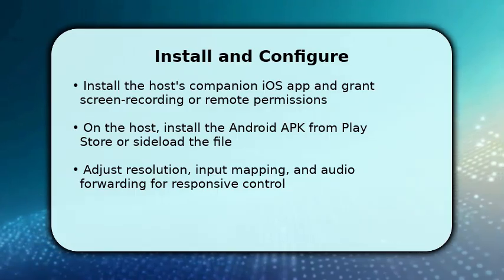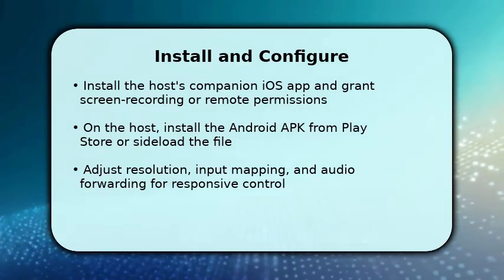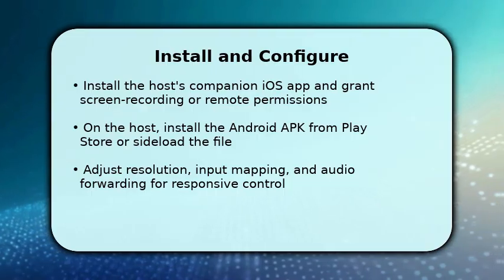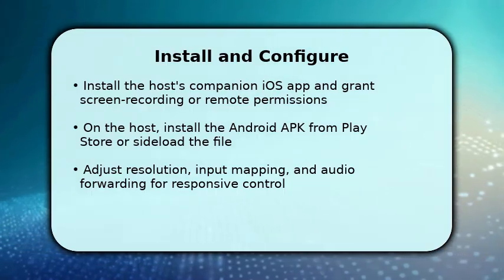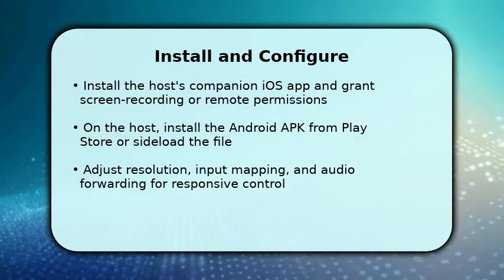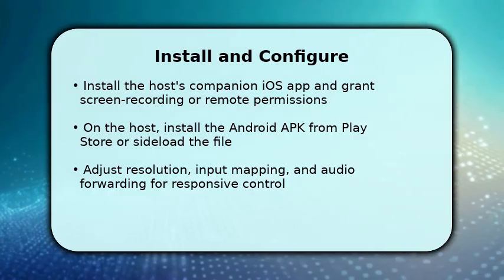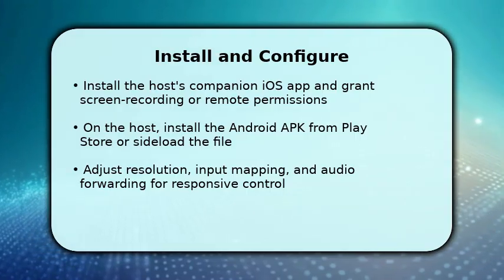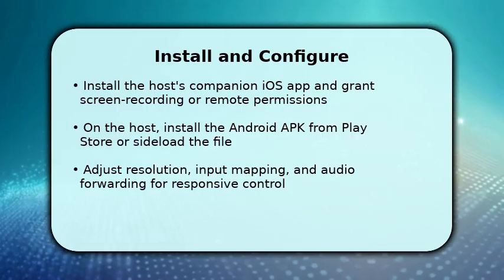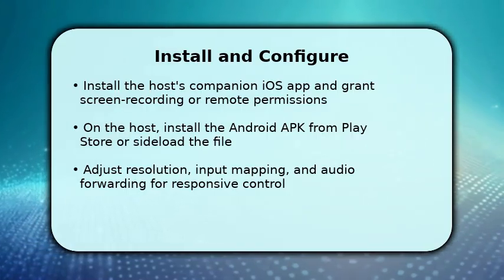Open the host's companion app on iOS and grant necessary permissions like screen recording, microphone, and local network. Then, on the remote Android host, install the desired Android app via Play Store or sideload the APK if unavailable. Make sure to set resolution and input mapping to match your iPhone screen for responsive taps and gestures.